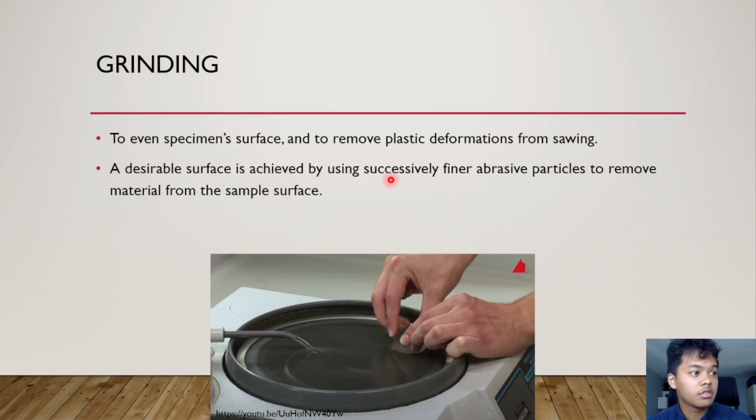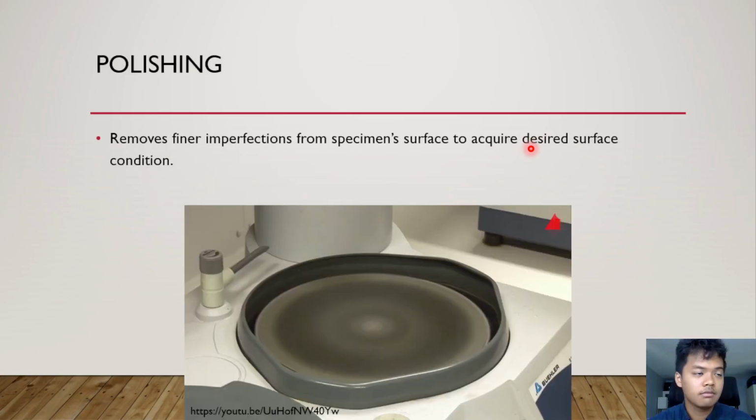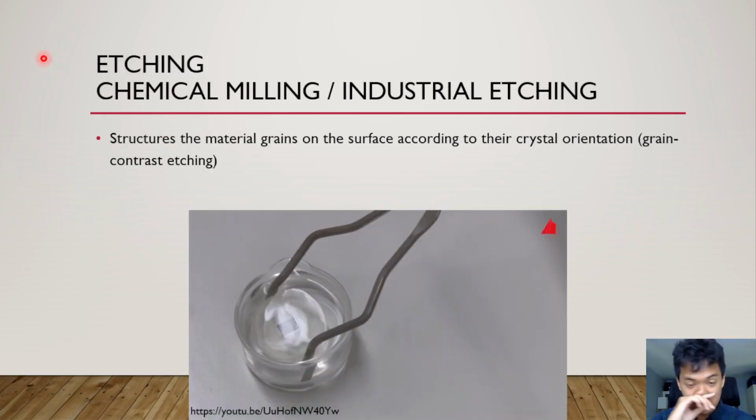A desirable surface is achieved by using successively finer abrasive material. For this we start from the lower grits and we move our way up to the higher grits, with finer abrasive particles. Next is polishing. Technically it's the same as grinding, but to a much finer degree. And then next we got etching. Etching in a nutshell is basically grinding but with chemicals.